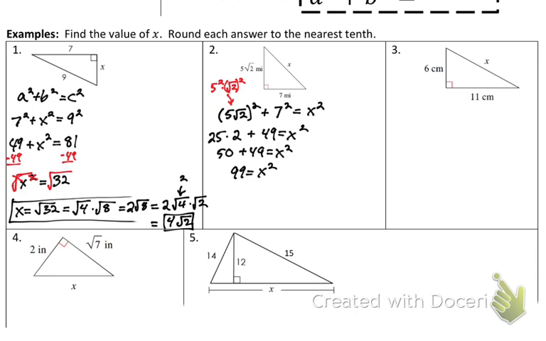Instead of saying dividing by square root, what's a better way to put that? We're going to take the square root of both sides. We're going to square root it. Don't say divide by square root. We're going to take the square root of both sides.